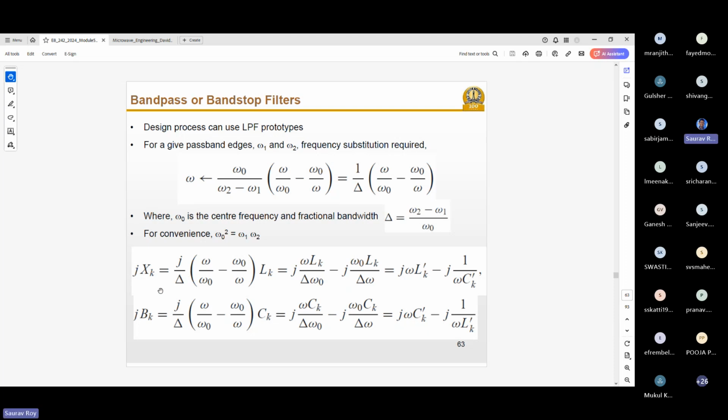Once you get these parameters like xk and bk, then your work starts: how you actually implement them with a microwave microstrip line. So far you can do the design in any circuit or lumped element, anything. But microstrip line design is another challenge that we will see.